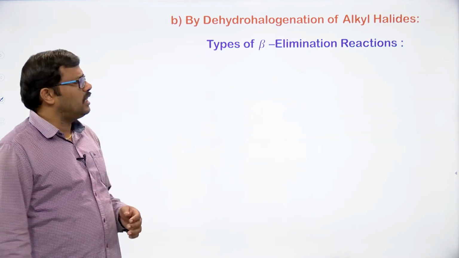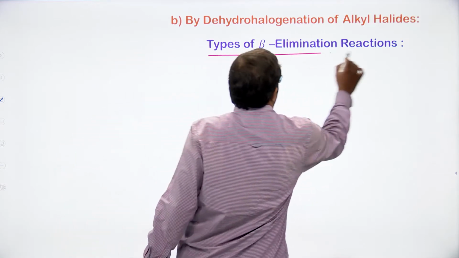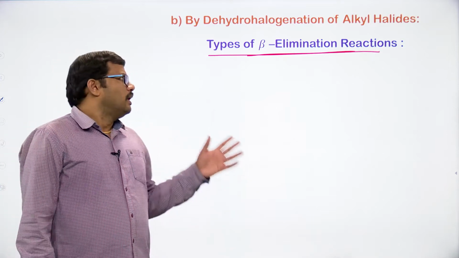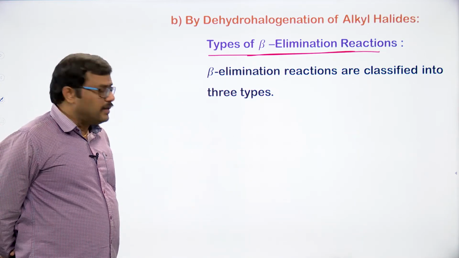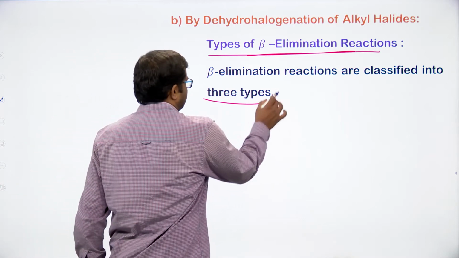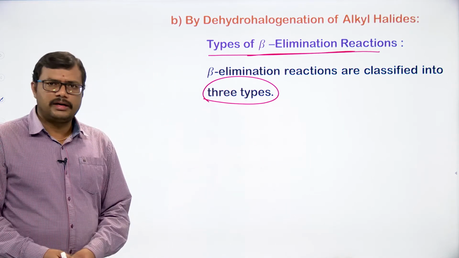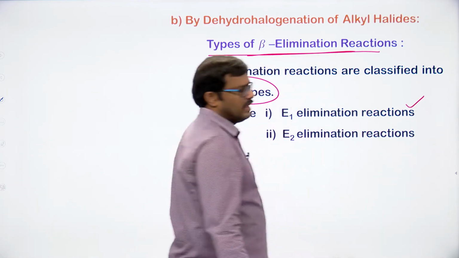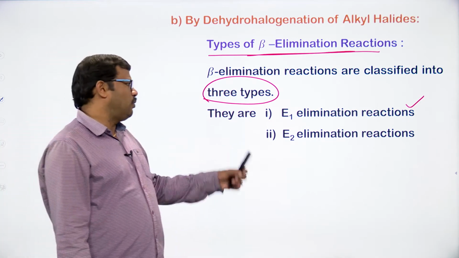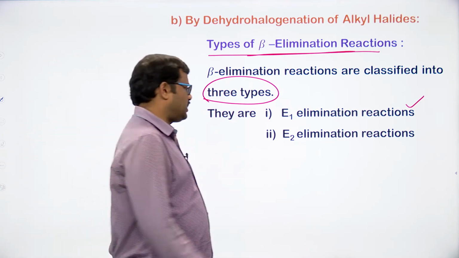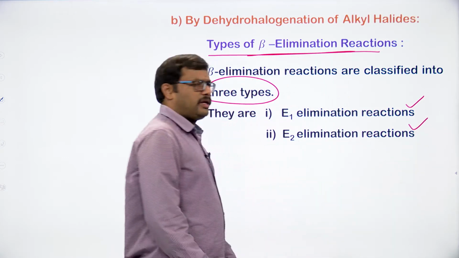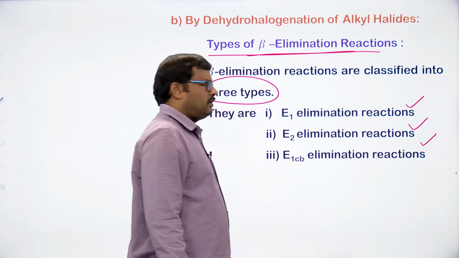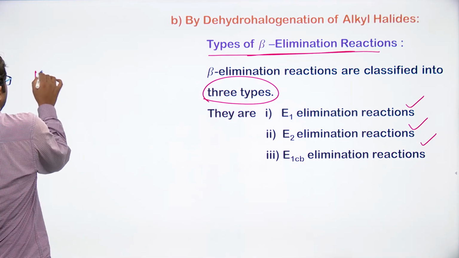Right. Now let us see how many different types of beta elimination reactions we come across. How many types of eliminations are possible? Generally we come across 3 different types of beta elimination reactions. What are they? The first one is E1 elimination reactions. I will explain what is E1 and what is E2 etc. Next is E2 elimination reactions. Lastly, we have E1CB elimination reactions. So, what is E1 here?